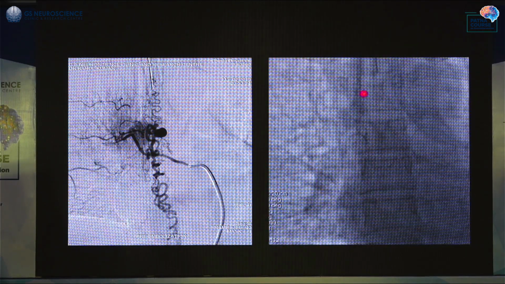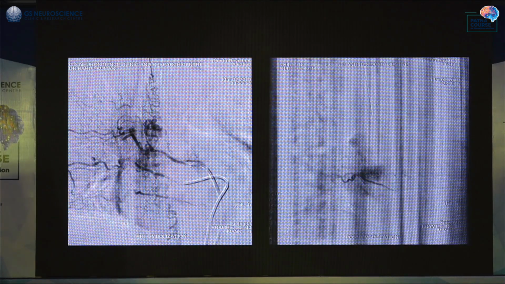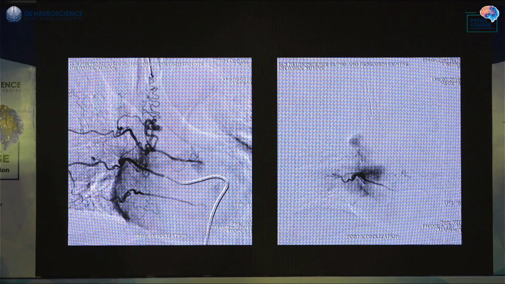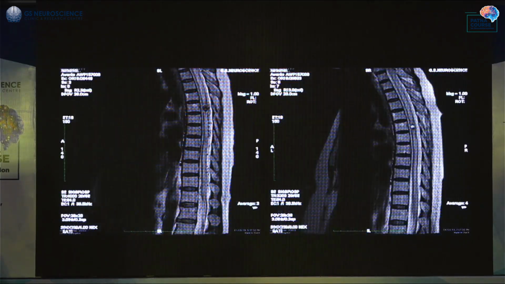For such a huge fistula, the glue cast is only this much. So you basically need 0.2 or 0.3 ml of embolic material, which is precisely deposited exactly at the point. Pre-embolization, post-embolization, upper level, not the level which was supplying the fistula. That has to be done.